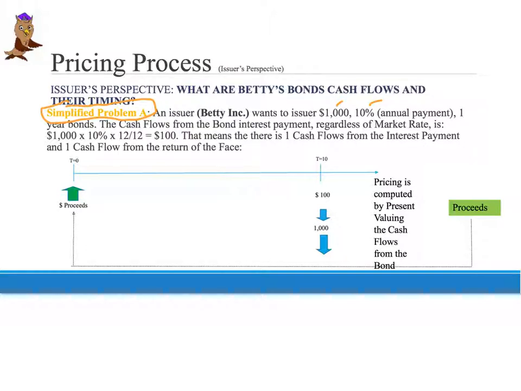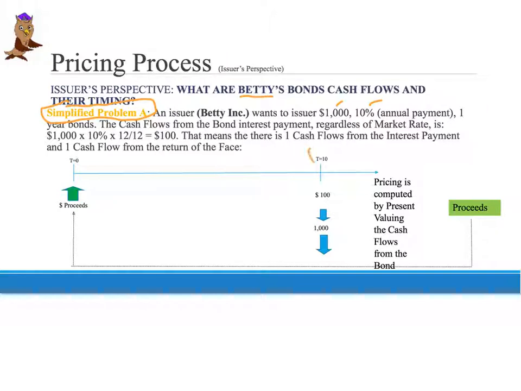As you can see, I just made up this name. This is actually Betty Inc. She is trying to issue a bond at a time when the bonds... Well, I guess we'll talk about the market rate in a second. But at the moment, just determine the cash flows and the timing.